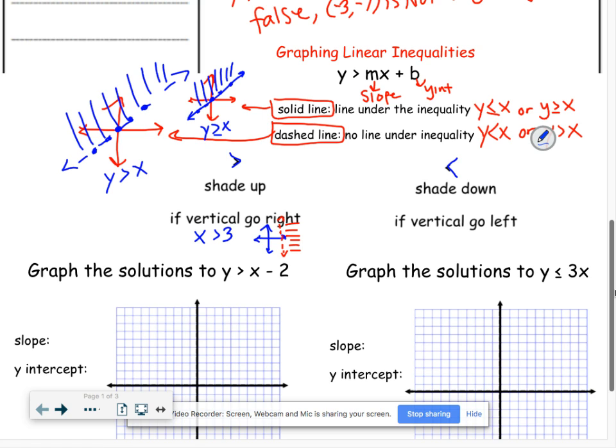So if it's vertical, that's x equals. Like, let's do x is less than 1. And I would make my baby coordinate plane. And I do not have a line under it, so it would have to be a dashed line at x equals 1. And then I'm smaller. Everything smaller goes this way. Okay? Okay, so first things first.